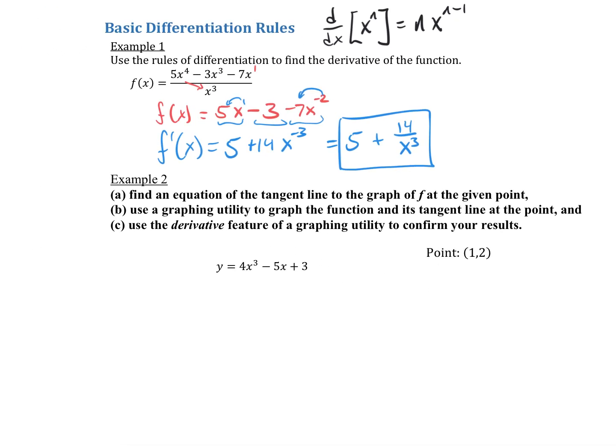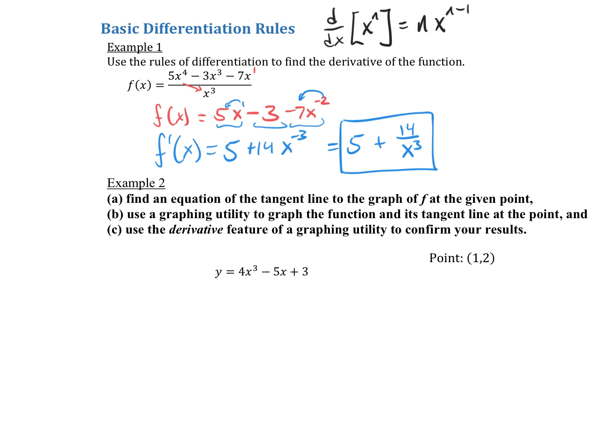All right, one more situation here. We have a problem here. We want to find the equation of the tangent line of the graph here of f at the given point. And then we'll graph the function and its tangent line at that point. And we'll use the derivative feature of the graphing utility to confirm our results. Okay.